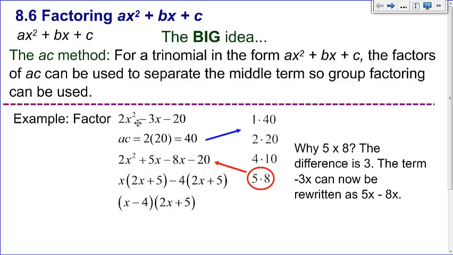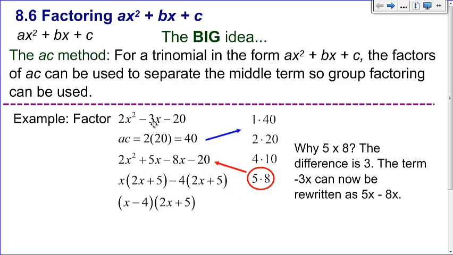The example we have is 2x squared minus 3x minus 20. In this case, AC is 2 times 20, or just simply 40. And what I did over here is I listed possibilities for factors of 40. 1 times 40, 2 times 20, 4 times 10, 5 times 8. Beyond that, they would start to repeat in the opposite order. Because the last term is negative, I'm looking for two factors that have a difference of 3, and that's right here, 5 and 8.